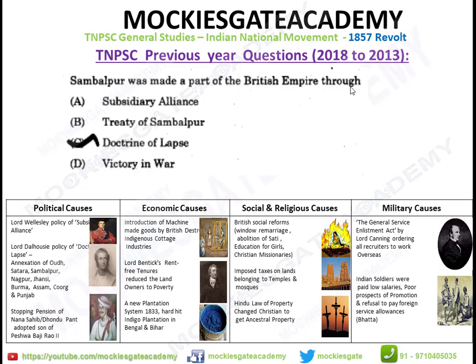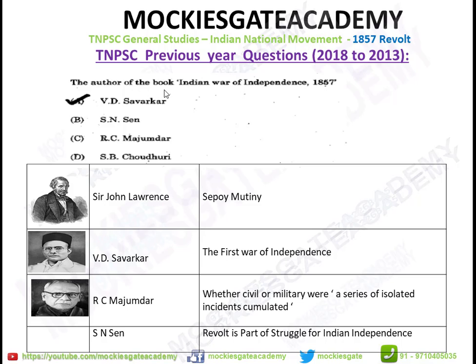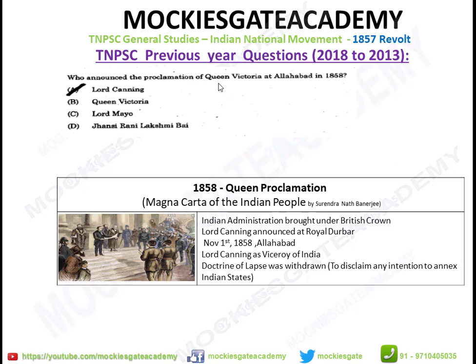Sambalpur was made part of the British Empire through the doctrine of lapse. Who led the 1857 revolt in central India? It was led by none other than our brave Queen Rani Lakshmi Bai. The author of the book Indian War of Independence 1857 is V.D. Savarkar. Who called Queen Victoria's proclamation of 1858 the Magna Carta of our rights and liberties? It was called so by none other than Surendranath Banerjee. Who announced the proclamation of Queen Victoria at Allahabad in 1858? It was announced by Lord Canning.